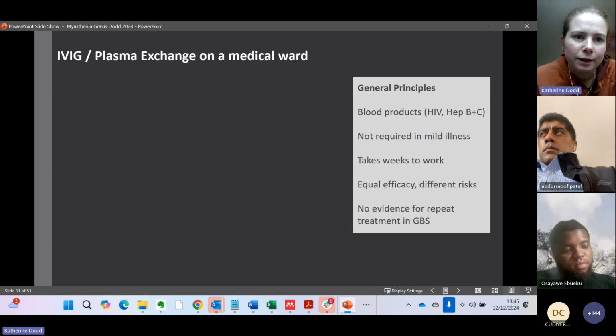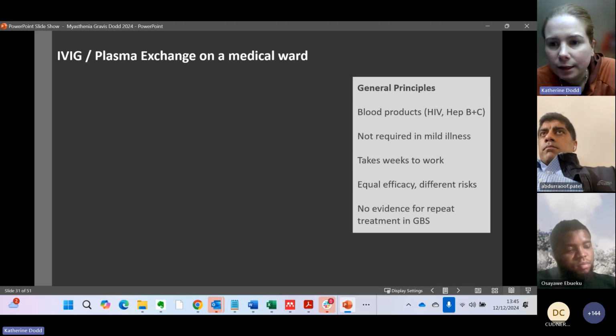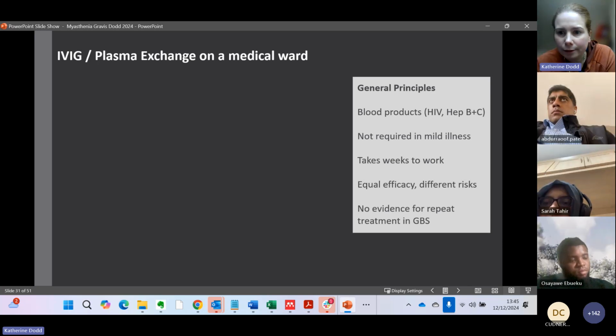We don't always give IVIG or plasma exchange in acute neuromuscular weakness. So, in a milder myasthenic crisis or a milder GBS, it's not necessarily always needed. I mentioned the lady who came to A&E the other day. We've decided just to start with steroids and see how things go.